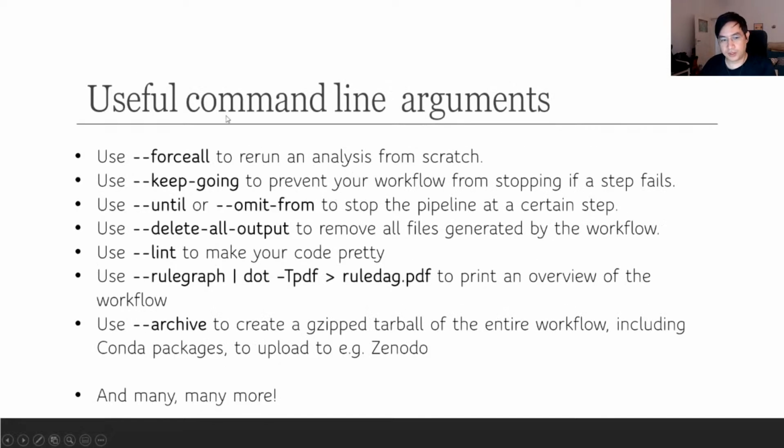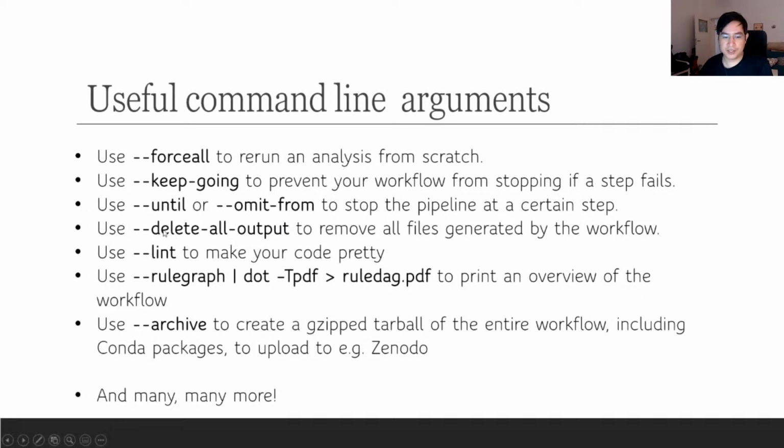There are also some useful command line arguments which I'm often using. We can use force all to just rerun everything from scratch, which happens if you've made a mistake. You can use keep going on the cluster to prevent your workflow from stopping. If a step fails, then all of the other independent steps will continue, even if that one step has failed. The default is to stop. I've already mentioned these features which I've implemented, which are until and omit from, which says basically run the pipeline until you reach a certain rule.